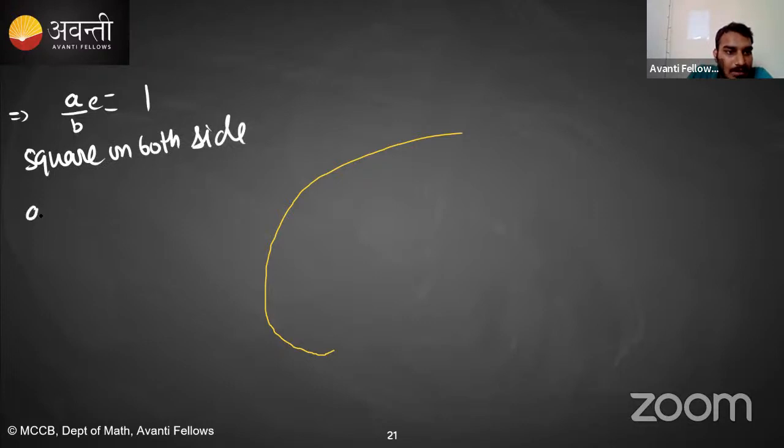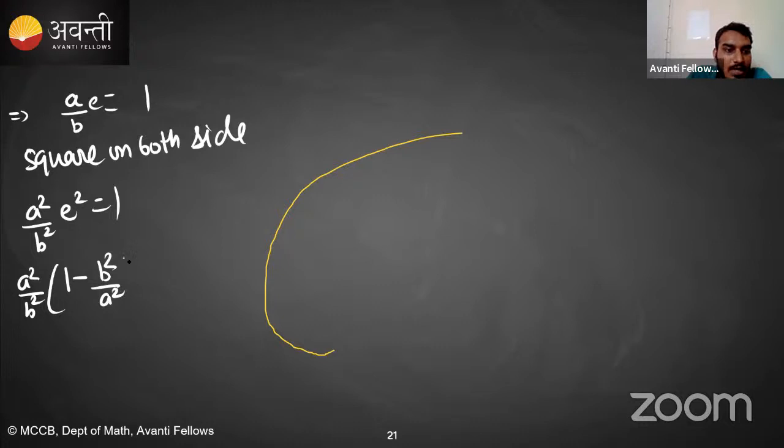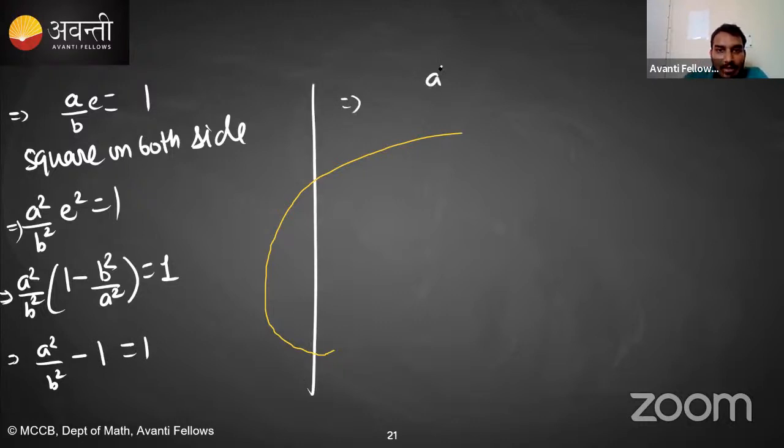What will you get? a square upon b square into e square is equal to 1. What is e square? e square is 1 minus b square upon a square. Multiply, so you will get a square upon b square minus a square upon b square into b square upon a square, which is 1, is equal to 1. So from here you are getting that a square upon b square is nothing but 2. Right? Right?